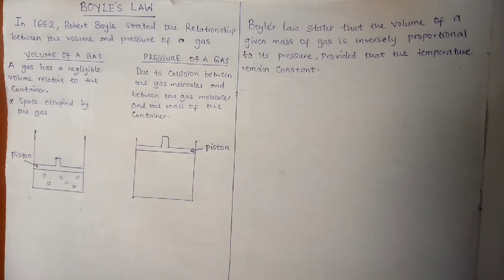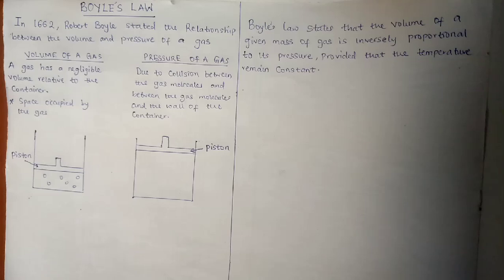So, looking at the volume of a gas first, we know that a gas has a negligible volume relative to the container. When you pump a gas into a container, the gas occupies the entire space of the container. So the space occupied by the gas is referred to as the volume of the gas.